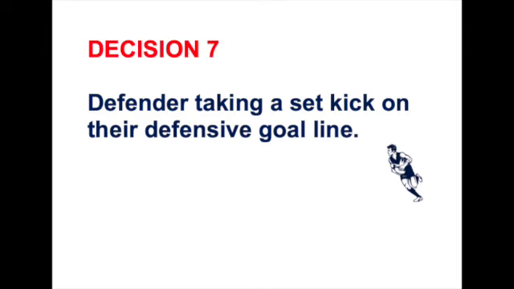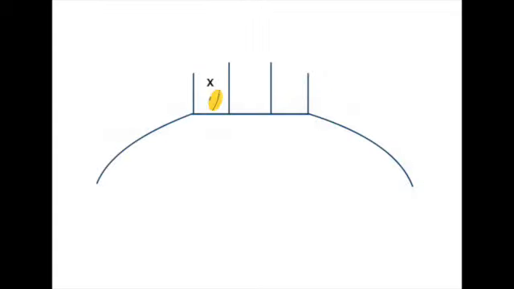Let's have a look at some of the things that may occur when a defender is kicking out from their defensive goal line. Now just for clarity, the goal line is the line between the two goal posts, and the behind line is the line between the behind post and the goal post. But for consistency, we'll just call this the defensive goal line for the purpose of this video.